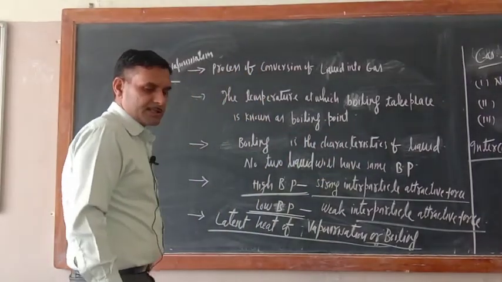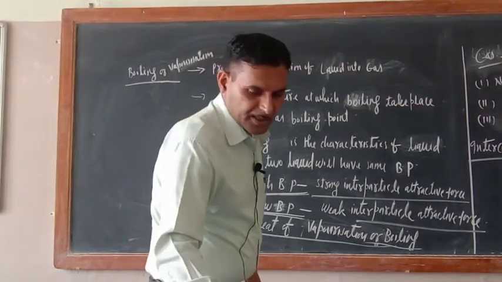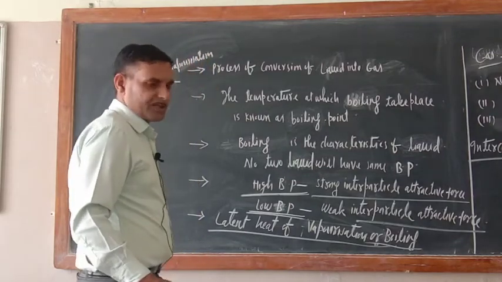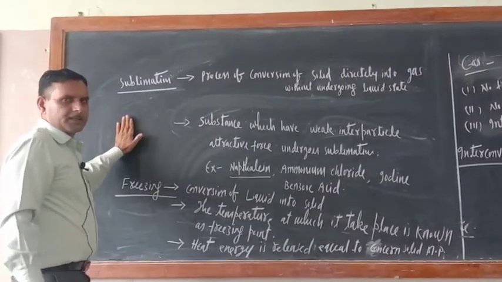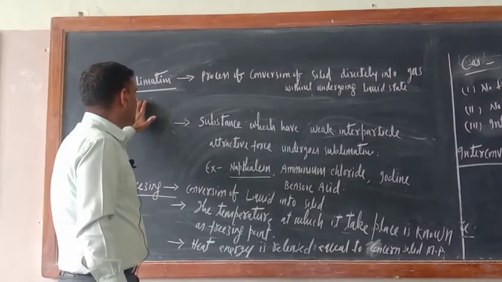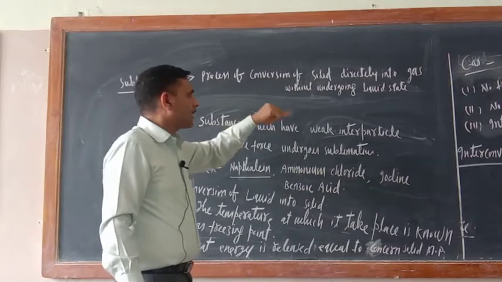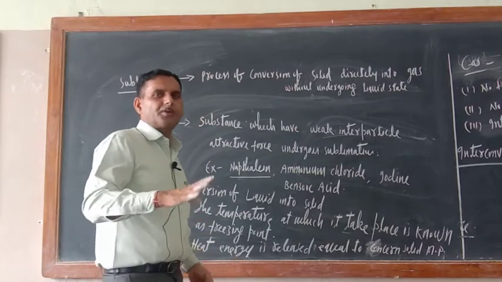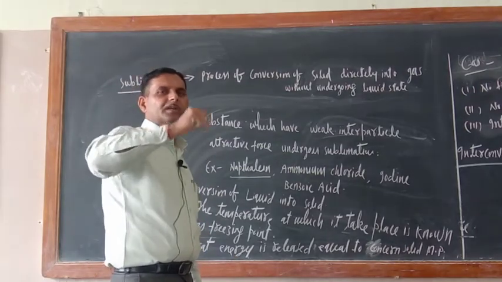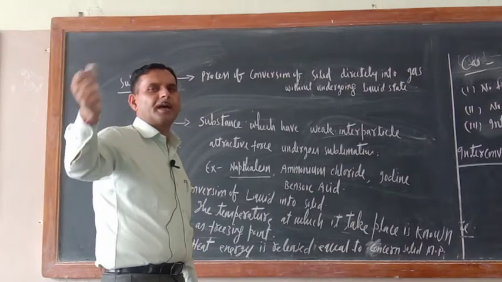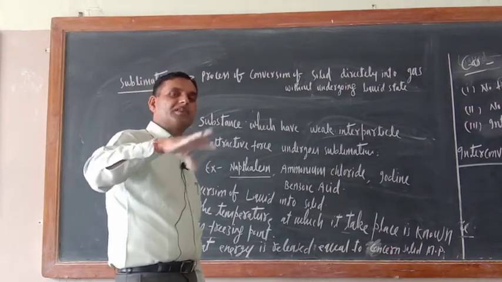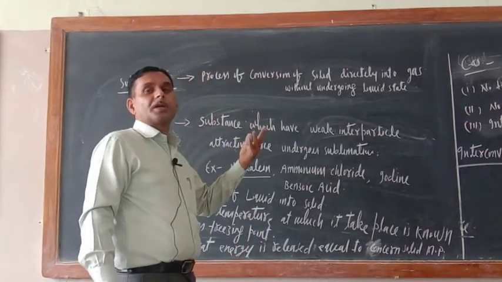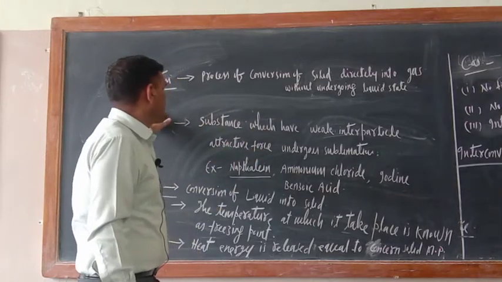Now the next process is sublimation. The conversion of solid directly into gas is known as sublimation. So dear cadets, what is sublimation? The conversion of solid directly into gas without undergoing the liquid state. Okay. So just try to understand. So far what have we discussed? Conversion of solid into liquid, liquid into gas. Now there is one process in which the solid directly gets converted into gaseous state without undergoing liquid state. Such a process is known as sublimation.